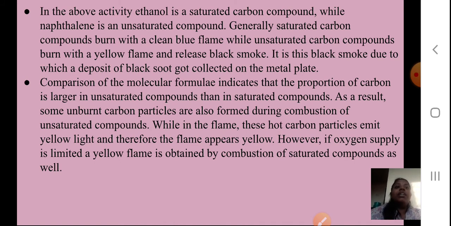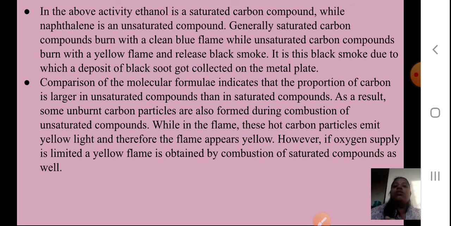Comparison of the molecular formulae indicates that the proportion of carbon is larger in unsaturated compounds than in saturated compounds. You will remember, students, carbon is larger in unsaturated compounds than in saturated compounds. As a result, some unbound carbon particles are also formed during combustion of unsaturated compounds. You will see some of the black soot getting collected. That is the unburned carbon particles. While in the flame, these hot carbon particles emit yellow light and therefore the flame appears yellow in colour. However, if oxygen supply is limited, a yellow flame is obtained by combustion of saturated compounds as well.